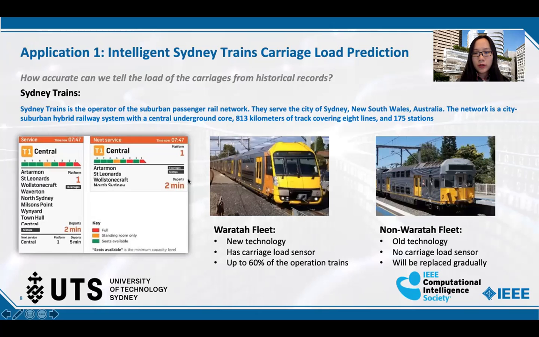For Sydney Trains, there are two kinds of trains. One is the Waratah fleet and one is the non-Waratah fleet. The Waratah fleet has new technologies because it has carriage load sensors, so we can collect data.